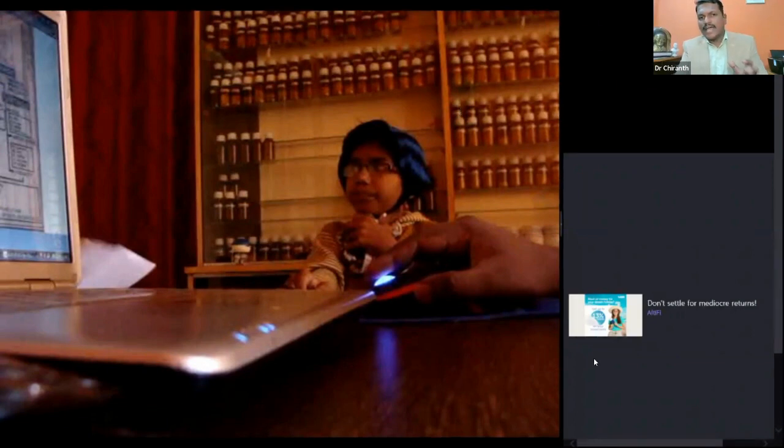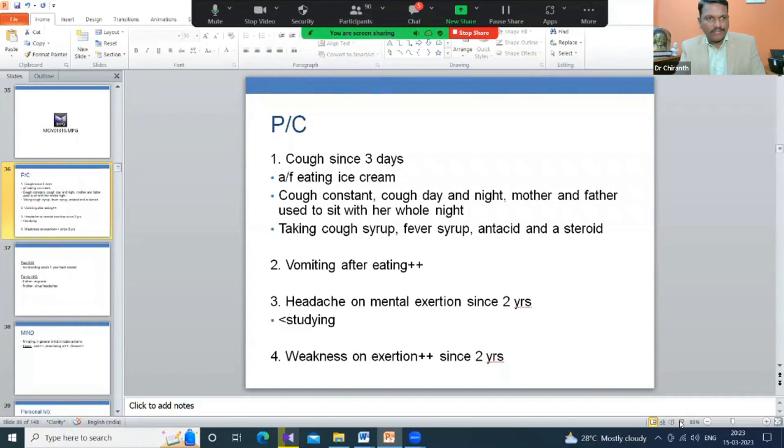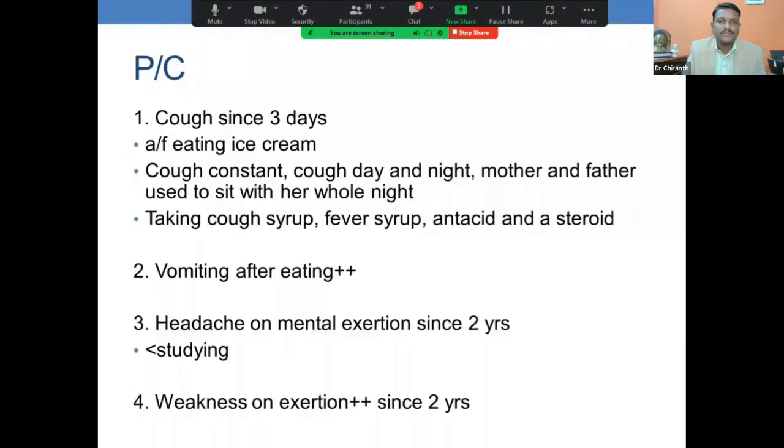So there was no gap at all in the way she was coughing. See, the cough started 3 days ago, and she was brought to me on the 4th day by her parents, and then she came to me one day afterwards, and that was after eating ice cream.